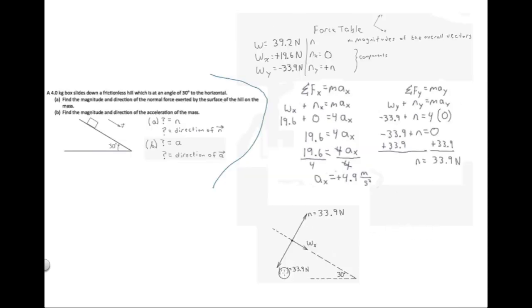Well, w sub y is trying to begin the box moving into the surface of the hill. To prevent the box from being dragged into the surface of the hill, w sub y has to be canceled by the normal force. So it does make sense that the magnitude of the normal force equals the magnitude of w sub y.